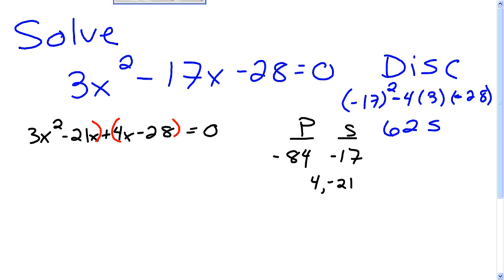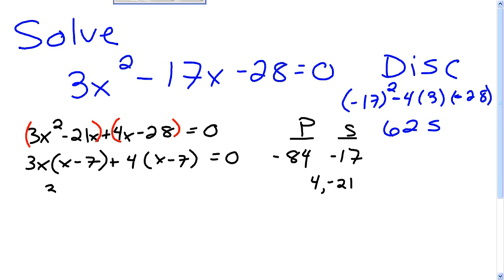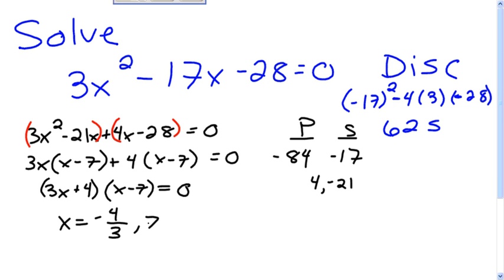Group the first two, group the last two. Factor out what's common. Factor out a 3x, and you're left with x minus 7, plus factor out a 4, and you're left with x minus 7. This all again equals 0. So since they both are attached to the same thing, which has to happen when you split the middle term, it's 3x plus 4 times x minus 7 equals 0. So now set each of those individual factors equal to 0. Therefore, x equals negative 4/3 and positive 7.